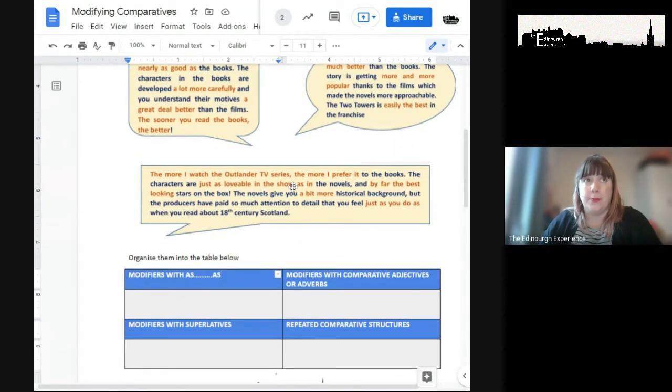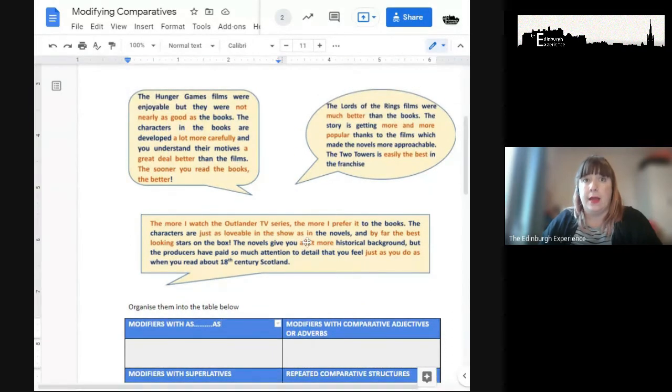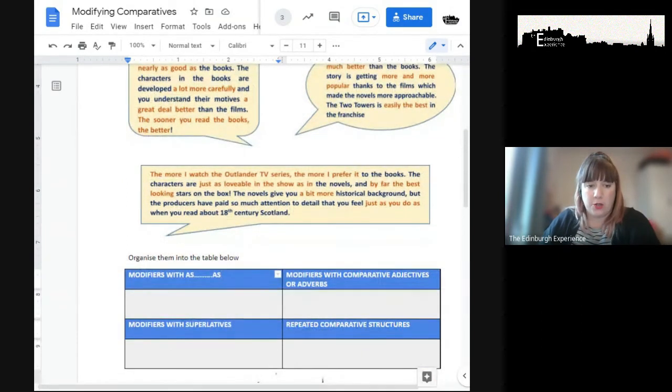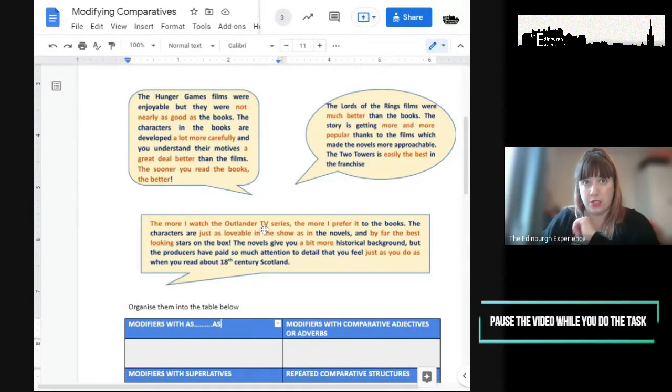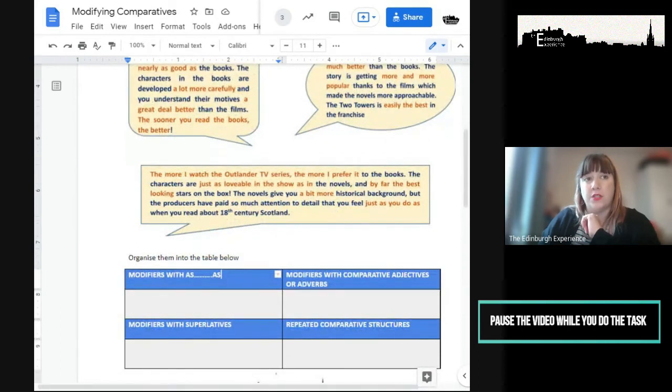Which ones are we using with superlatives? For example, by far the best. And which ones are we using with a repeated comparative structure? So what do I mean by that? I mean, like this example, the more I watch the Outlander series, the more I prefer it to the books. Okay, all right. So have a look through those. You're going to put them into this box.